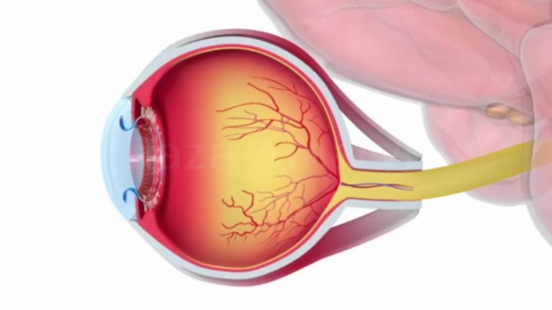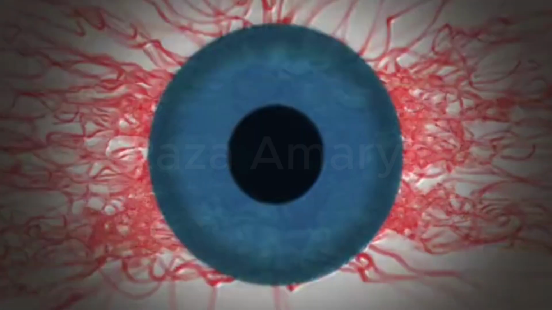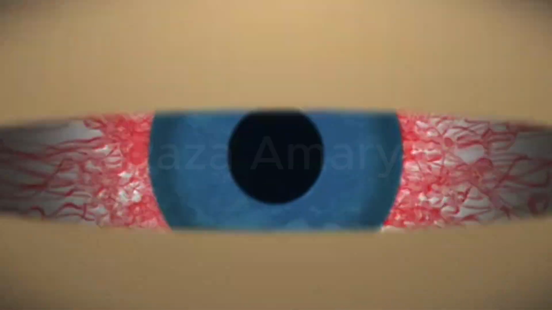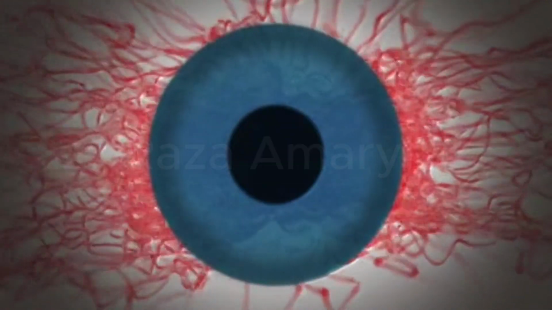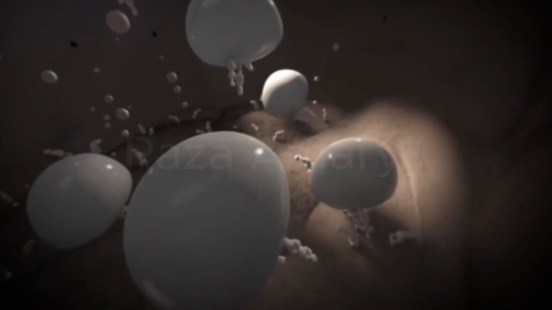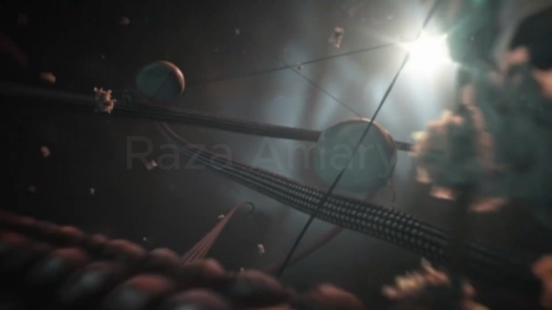3. Lens. Moving further back, we reach the lens, which is a clear, flexible structure located just behind the iris. The lens plays a crucial role in focusing light onto the retina at the back of the eye. It changes shape to adjust the focus, allowing you to see objects clearly at different distances.